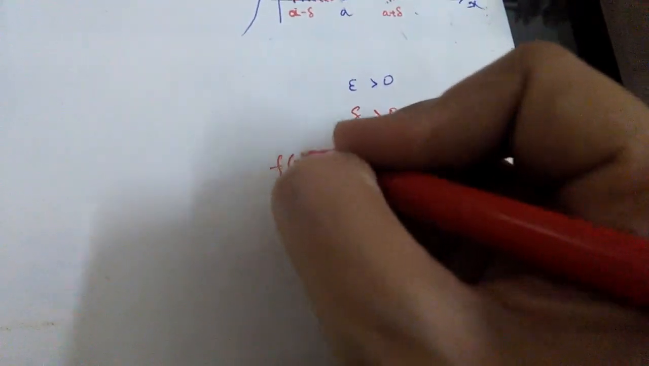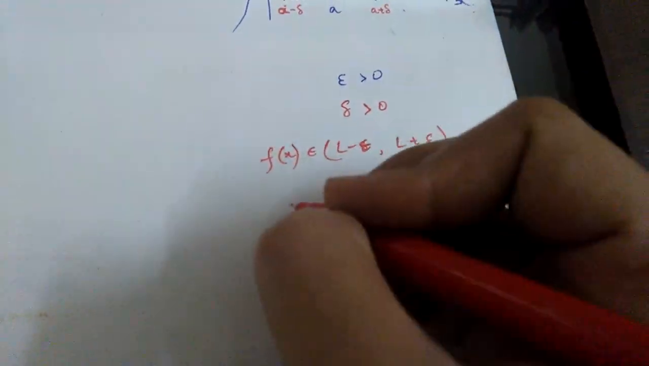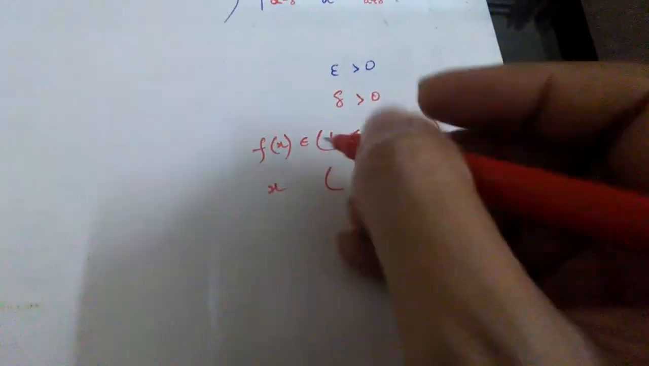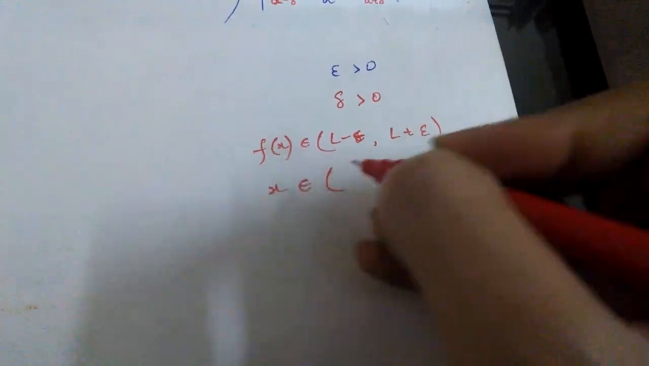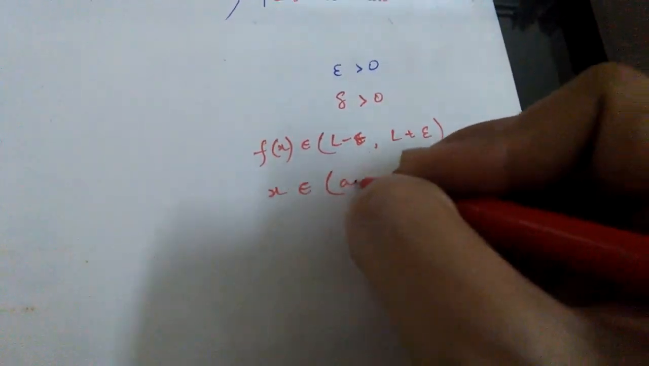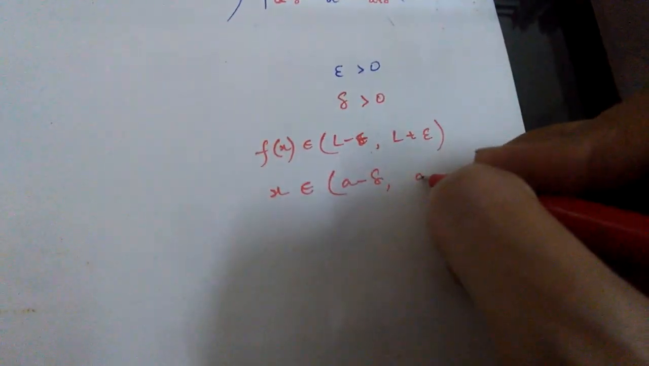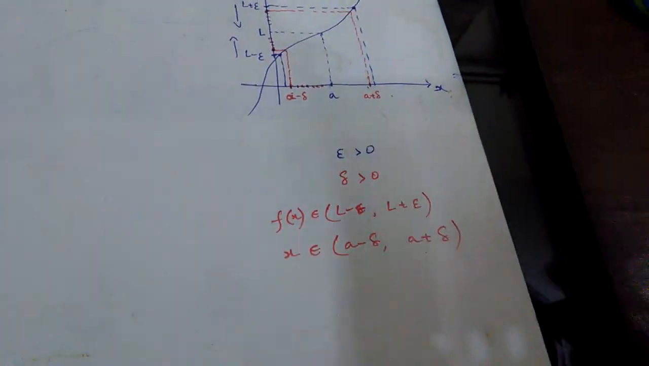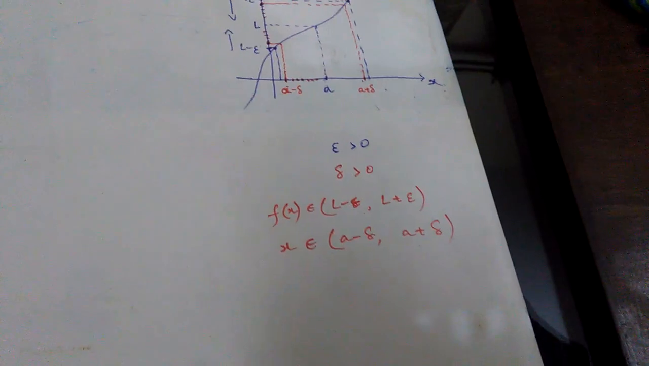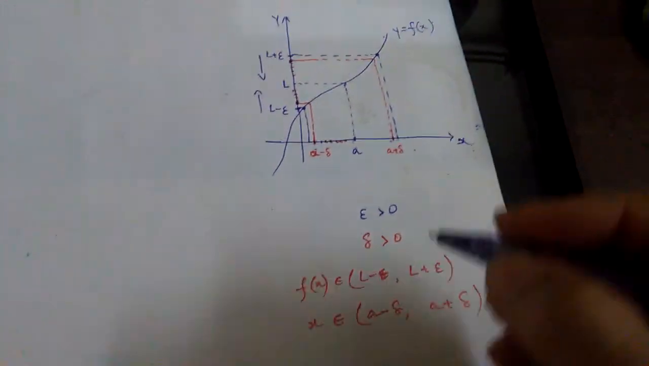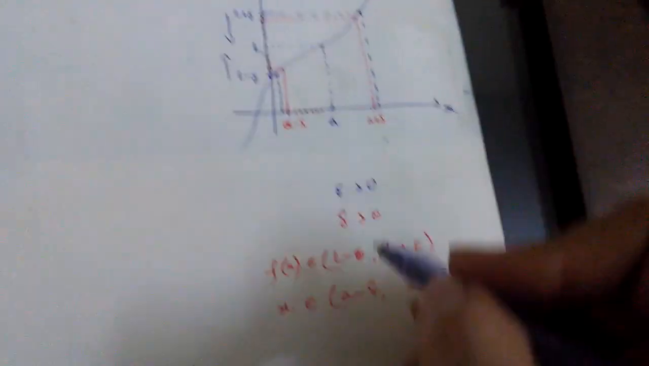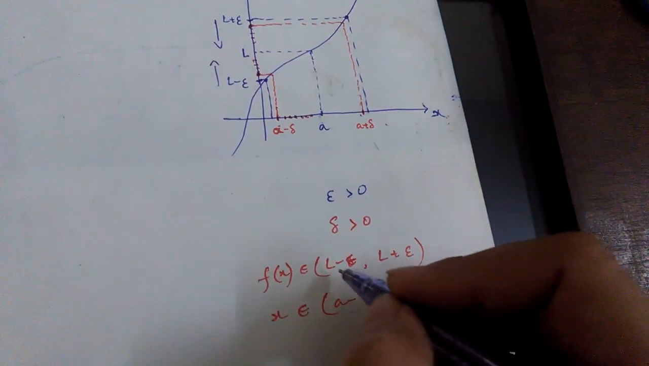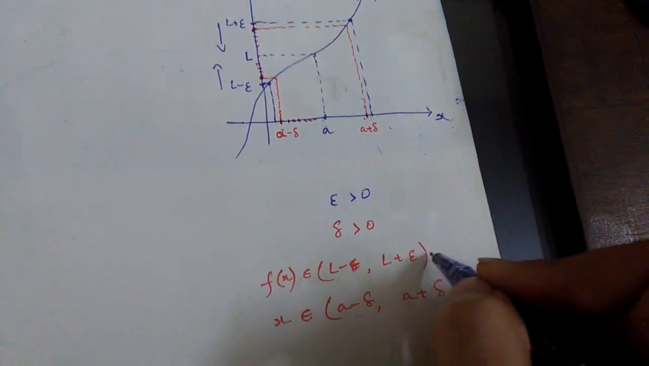And from here my f of x value belongs to this interval, and my x value belongs to this interval a minus del and a plus del. Okay, my handwriting's getting a little weird by using this pointer, so I think I must not use it. Okay, this is it. So once our x values are lying within this interval, then my f of x values are lying within this interval.